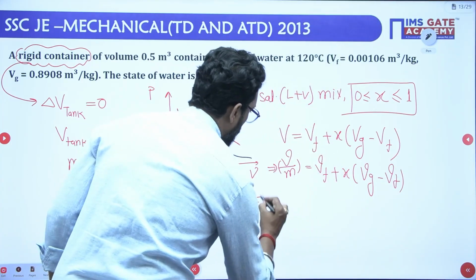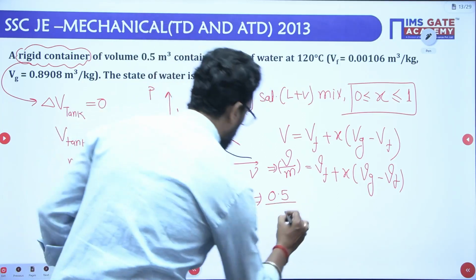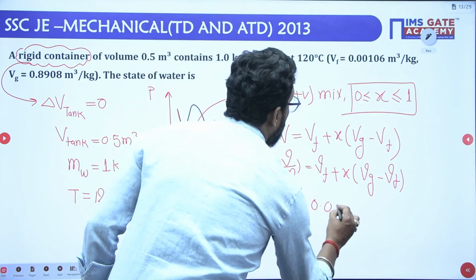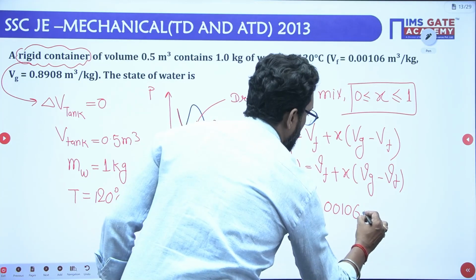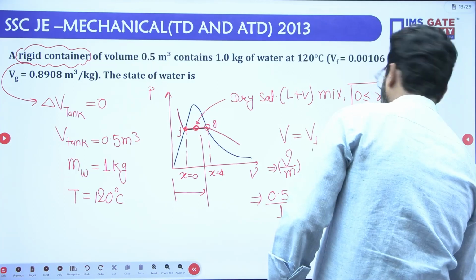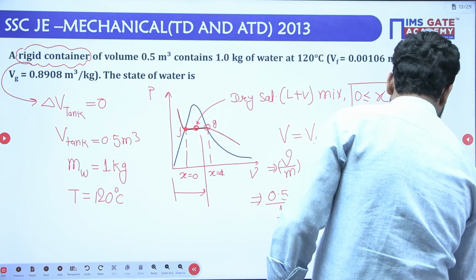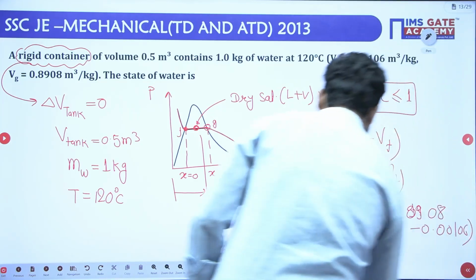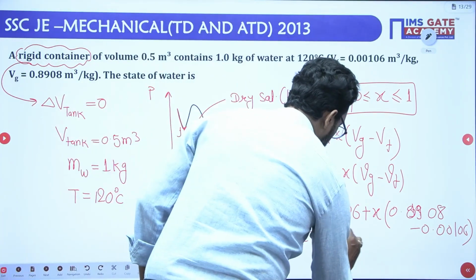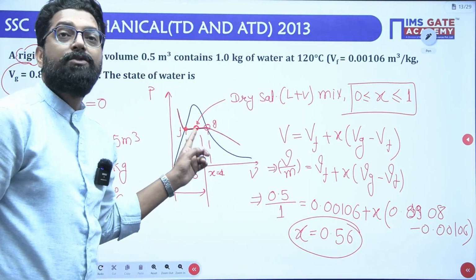So what is the total volume then? Total volume is 0.5. What is the mass of this tank? 1. Put the value of vf. What is the vf? 0.00106 plus x. Put vg, 0.8908, minus this value 0.00106. If you calculate, the dryness fraction is 0.56. That means it is in between 0 and 1. That means this is the dry saturated liquid vapor mixture.